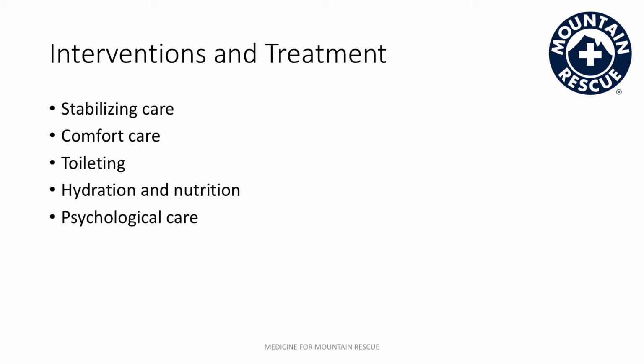Interventions and treatment. So we really want to focus on stabilizing care. What is it we can do for those A, B, C, D, E's? What can we do to stabilize life threats? The next most important thing is comfort care. What is it we can do to make the patient more comfortable? What is it that we can do to splint things, to provide either heat or cold? Pain or nausea medication if available or appropriate.